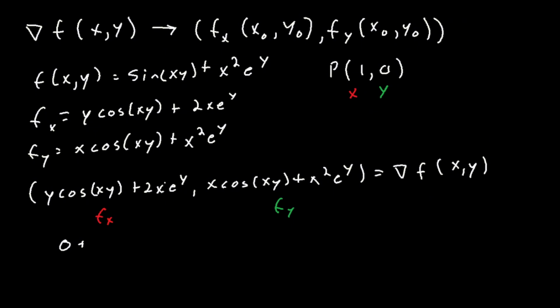How about for 2x e to the power of y? Well, x is 1 and y is 0. And e to the power of 0 is simply just 1. So this is 2 times 1 times 1. So it's just 2. This is equal to 2.